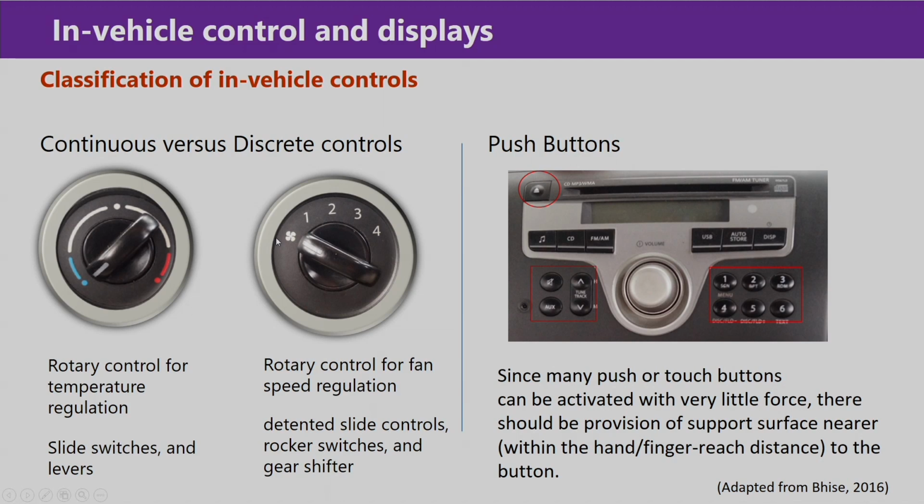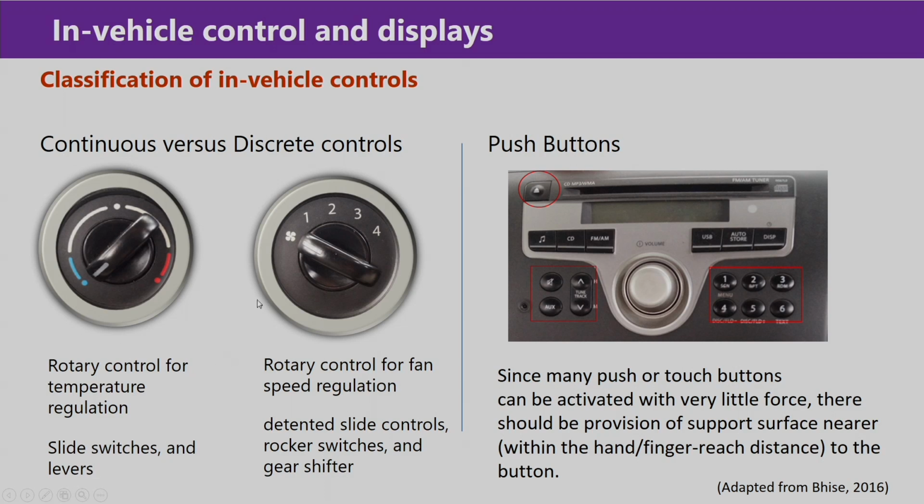Now, if we take specific examples of specific types of controls, first we discuss continuous versus discrete control. What is continuous control? In the case of continuous control, we can operate the control in such a way that its setting changes continuously. There is no specific position. While we are moving the control, the entire range of motion gives different control settings. Examples of such controls are the rotary control for temperature regulation, and various slide switches and levers.